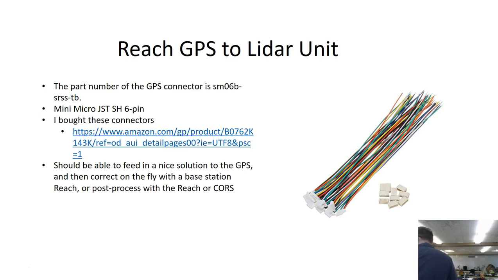Okay, so then the other cool thing that I want to do is get the Reach talking to the Lidar unit. What I was originally going to do is just keep the GPS unit that came with the Lidar and use that. But I think we should be able to just plug the Reach directly in, so we're getting a differentially corrected signal right at the start, which I think is the easiest way to do this. So I'm excited about that. I've ordered the pieces for it. They should be here pretty soon.